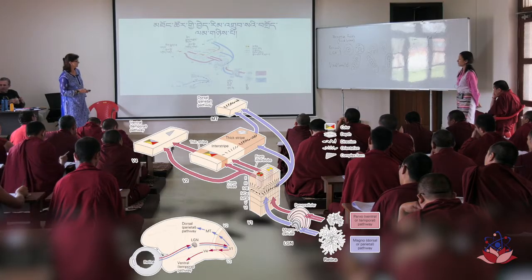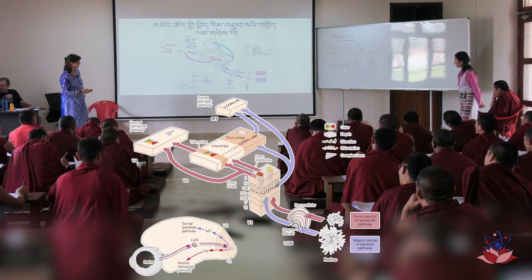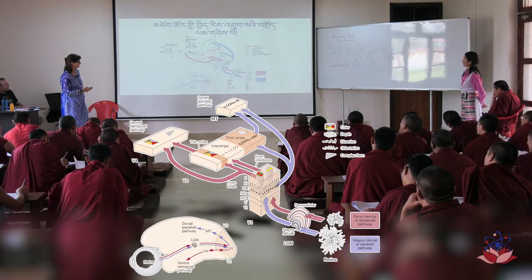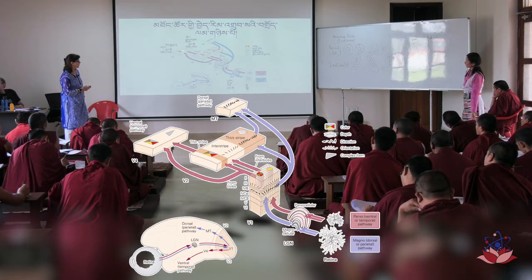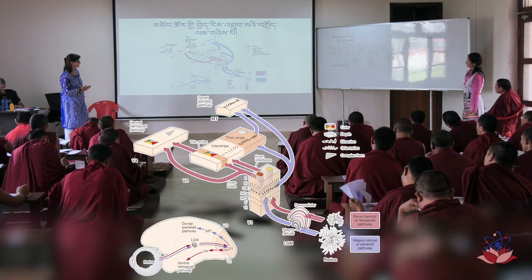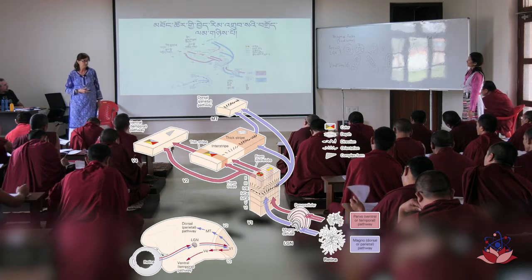And the second pathway for processing information, this red pathway, is interested in object shape and color. What is the object? It's designed and specialized for identifying objects.